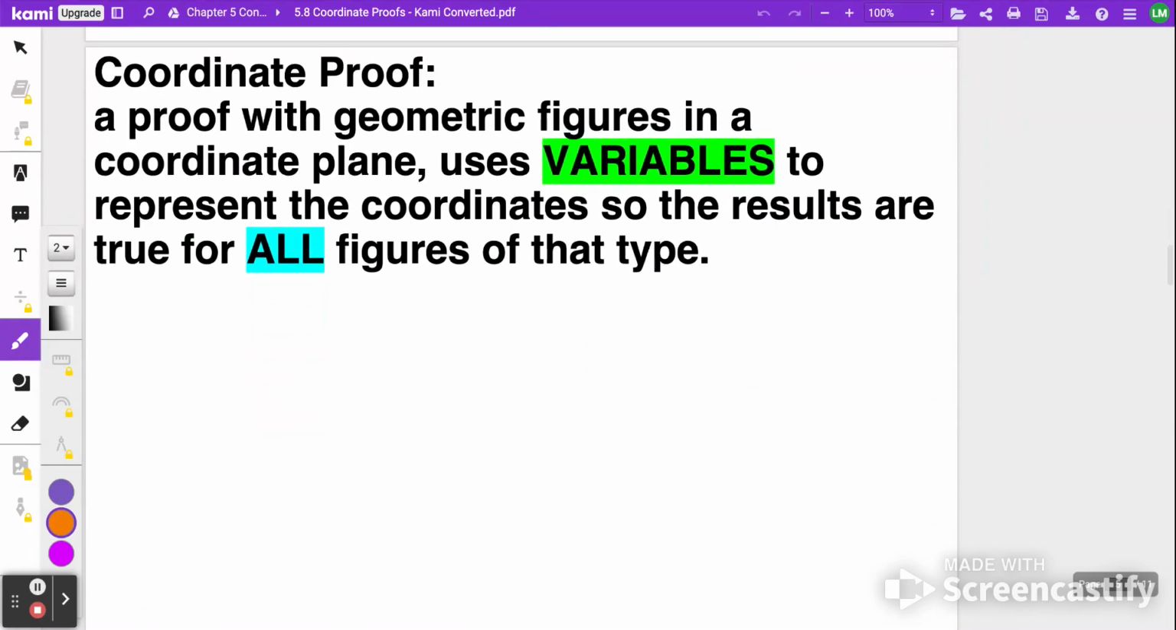A coordinate proof is a proof with geometric figures in a coordinate plane, and they use variables to represent the coordinates, so the results are true for all types of that figure. So what we're going to be looking at is how we can write those coordinate proofs and why they work. We're going to look at a few of those examples we see in our notes currently.